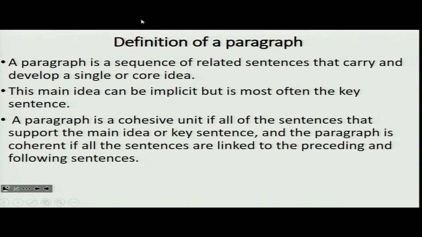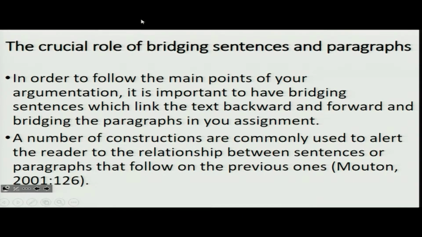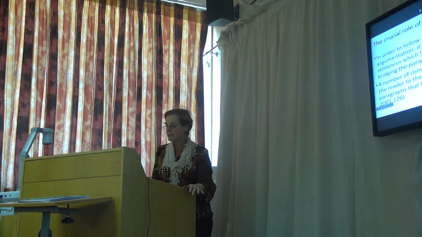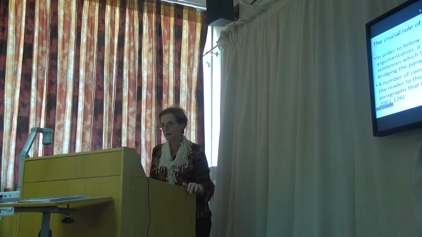I'm going to show you some ideas on how to link the different sentences. So, in order to link our sentences, we have bridging sentences, and we then bridge the different paragraphs. In order to follow the main points of your argumentation, because you build an argument in a paragraph, it is important to have bridging sentences which link the text backward and forward and bridge the gaps between the paragraphs in your assignment. A number of constructions are commonly used to alert the reader to the relationship between the sentences and paragraphs that follow on the previous one. Interesting, please note, I found this from Maton, 2001 on page 126, just to show you that I'm also using in-text referencing.